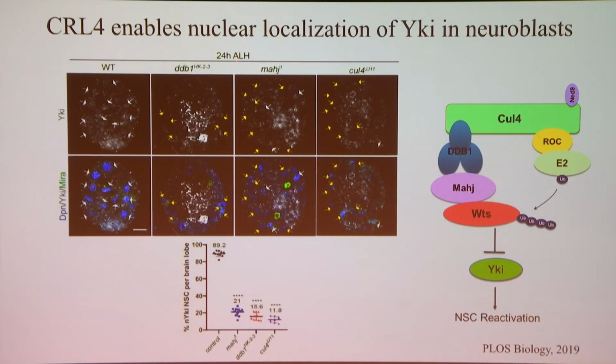So indeed, in the wild type, at 24 hours after larval hatching, most of the Yorkie is localized to the nucleus, co-localizing with Deadpan, which is a neural stem cell marker, here in blue. In the loss-of-function CRL4 mutants, Yorkie is largely cytoplasmic or undetectable, suggesting that it is inactive. All this supports our model that CRL4 targets Warts for polyubiquitination and then degradation. This will release Yorkie into the nucleus and therefore trigger neural stem cell reactivation.